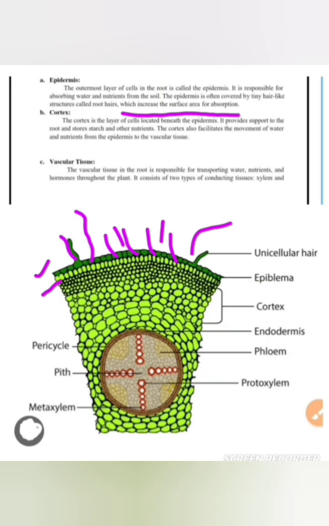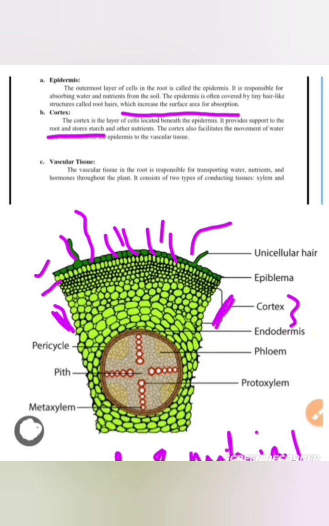The next layer is the cortex, and the layers of cells in the cortex are present just below the epidermis. This cortical layer provides support to the root and also helps in the storage of starch and other nutrients. The starch and other nutrients are stored in this cortical layer, and it also provides support to the root.